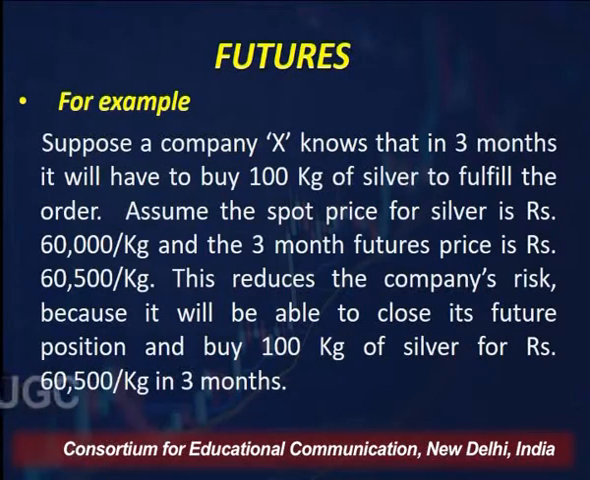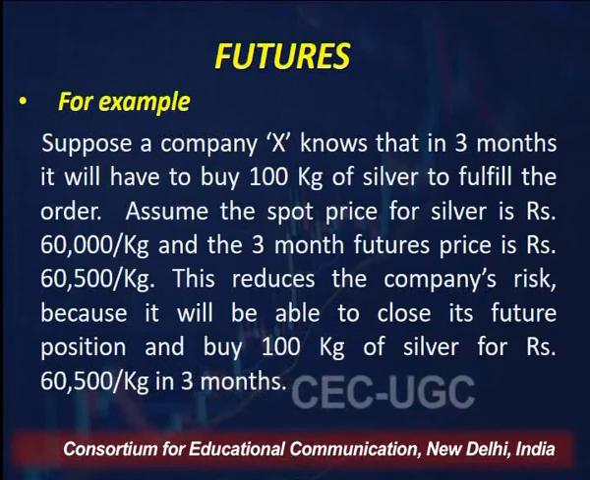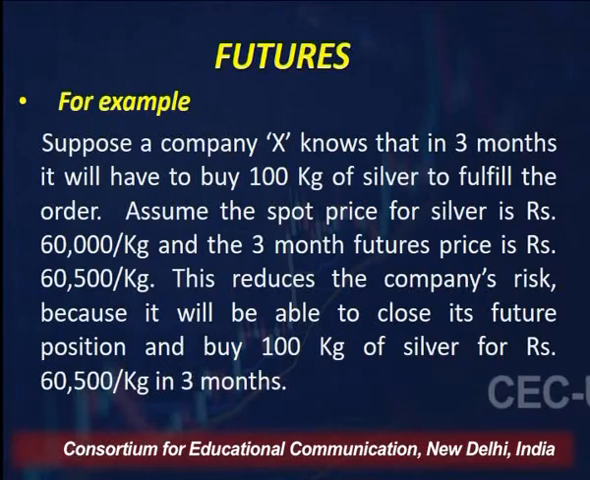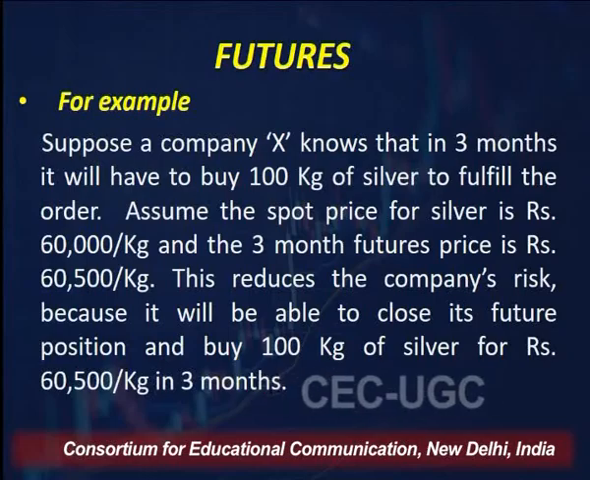So when the market is going up, people are expecting the silver prices will go up at a very fast rate, and the 3 months future price is 60,500 rupees. So what this manufacturer can do is buy 100 kg of silver of 3 months future, because it will be needing the silver after 3 months, right? So it can buy the silver in the future market at the rate of 60,500 rupees per kg, and it buys 100 kg at that rate.